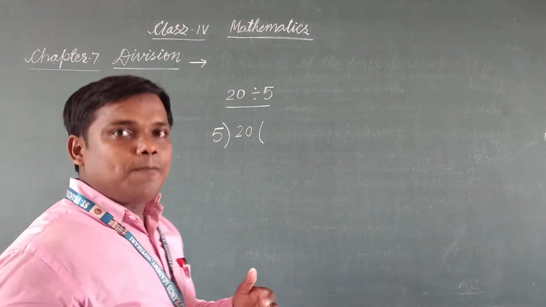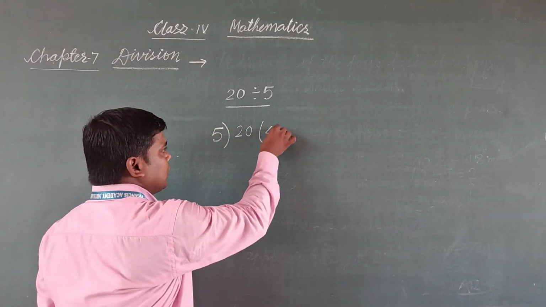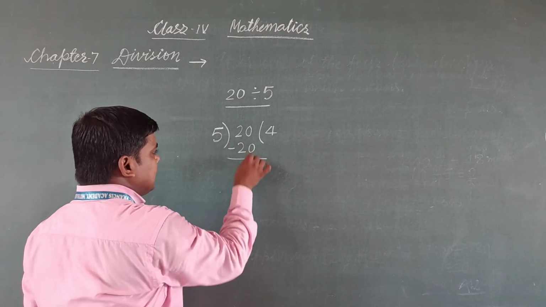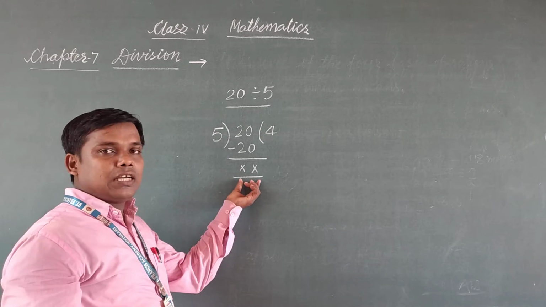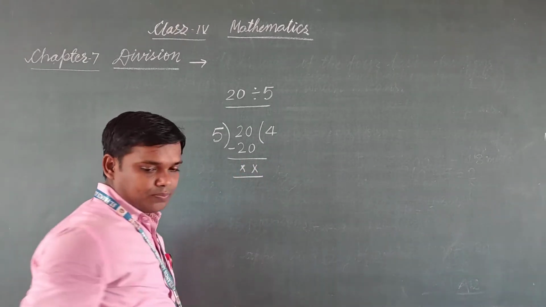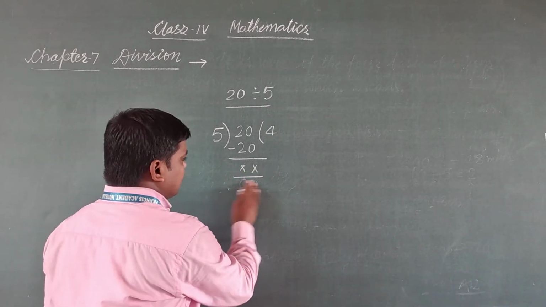We read the table of 5. How many times will 20 come? So 5 fours are 20. We subtract. After subtraction, here we are getting nothing, that is 0. So I have crossed it. You may put 0 also, instead of a cross. Okay.